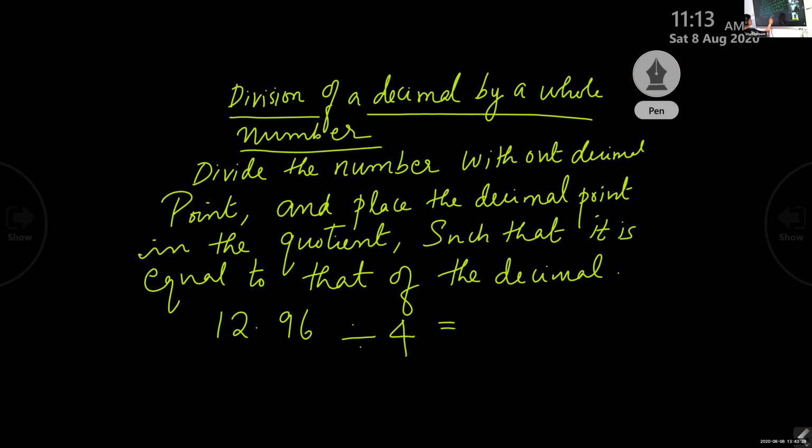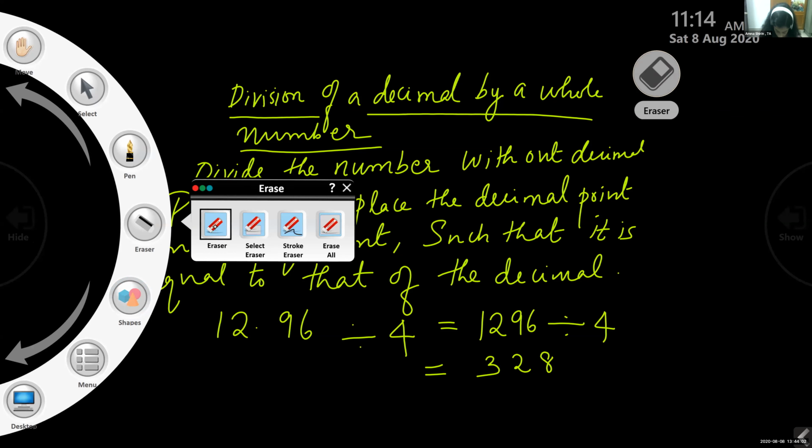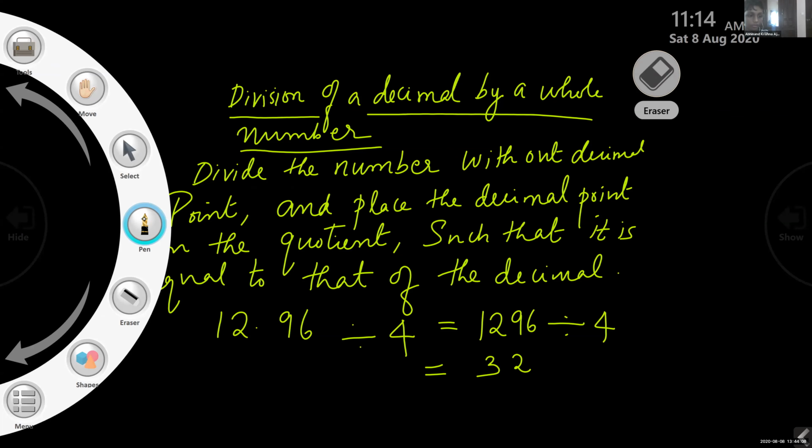So what you have to do is, you divide 1296 by 4. What is the answer? Find out. Do it now. The answer is, see, 4 3s are 12. 4 2s are 8. 4 8s are 32, 4 6s are 24. The answer is 324.